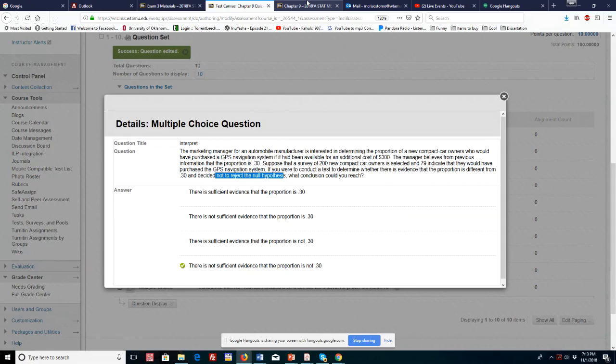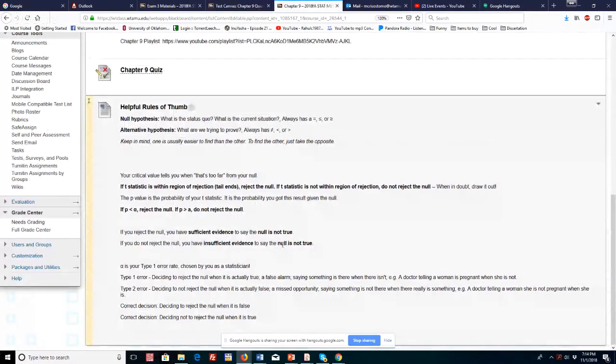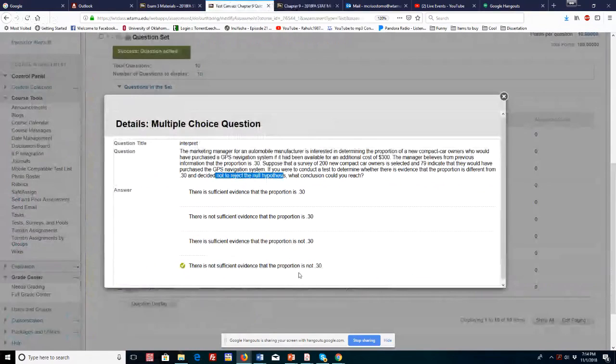Remember that we would have insufficient evidence to say that the null is not true. So which is the one that says that the null is not true? The answer is D. There is not sufficient evidence that the proportion is not 0.3.